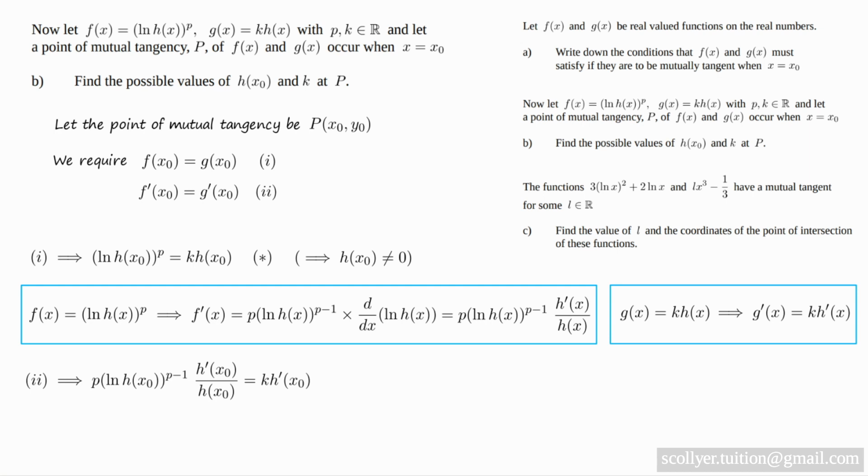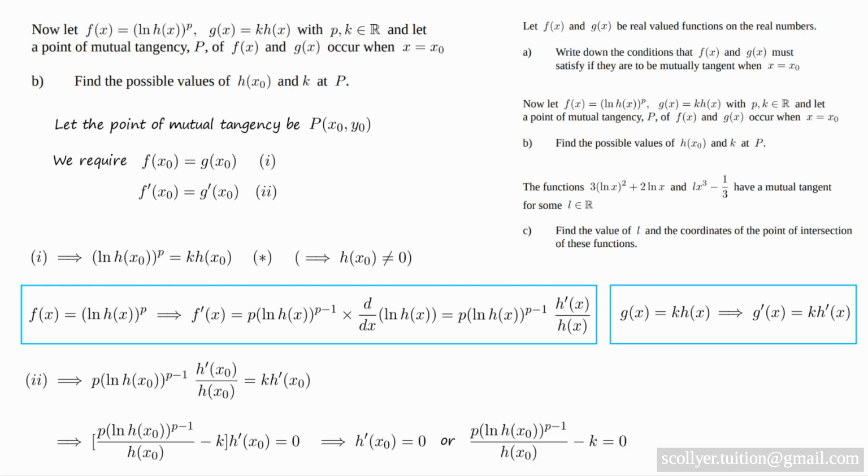And we can rearrange that, factor out the h'(x_0) to find that h'(x_0) equals 0, or p times (log h(x_0))^(p-1) over h(x_0) minus k equals 0.